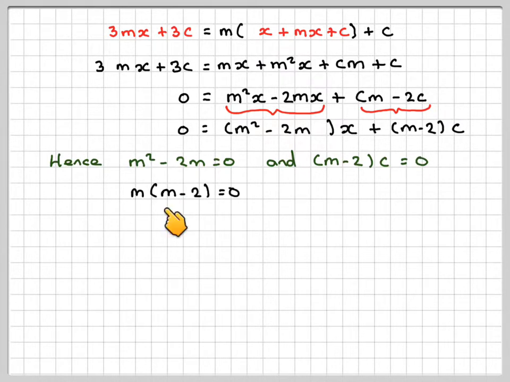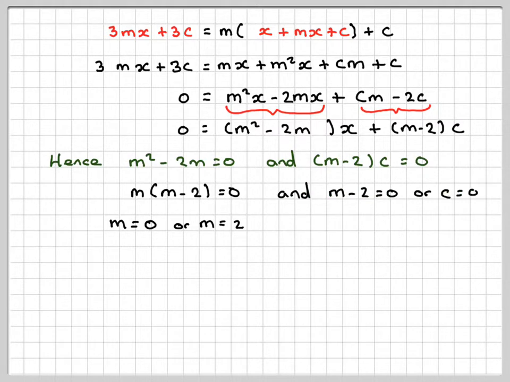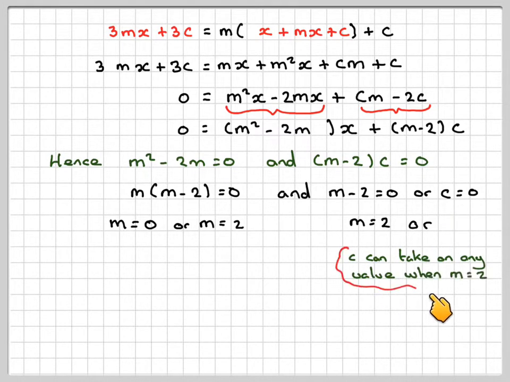So if we say this is equal to 0, we're going to get m times m minus 2 equal to 0. That gives m is 0 and m is 2. And here we get the same value. M minus 2 will be equal to 0 when m is 2. But c can take on any value in that case, because this will be 0. When m is 0, it will not be, so c has to be equal to 0.